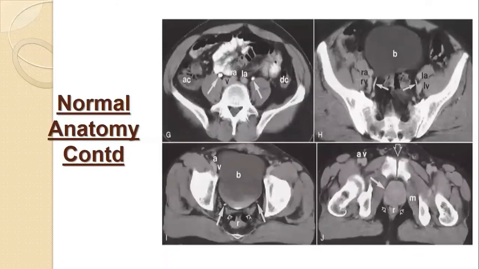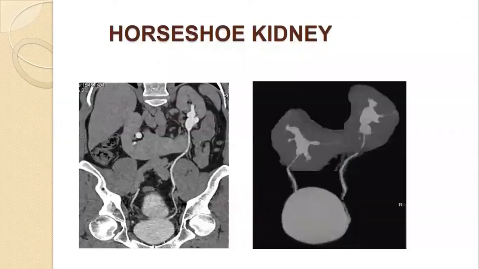Again, the normal anatomy: iliac vessels, bladder. So this is a horseshoe kidney on CT scan. You can see this is the isthmus connecting. These are MIP images, of the same.